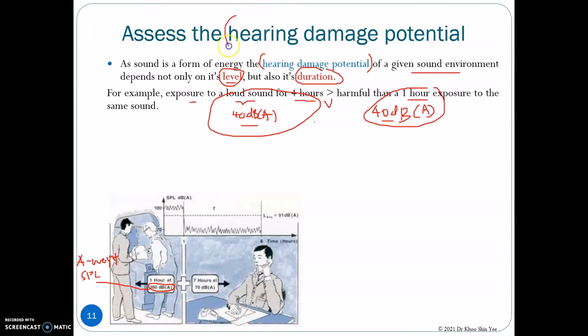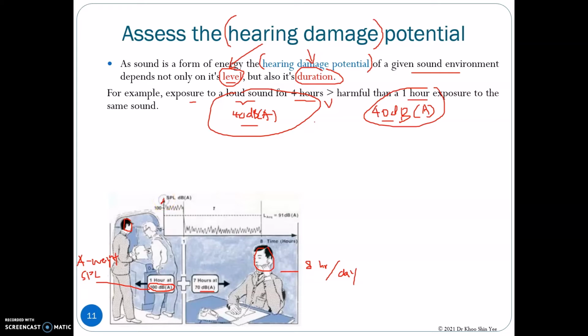Bear in mind, when we want to assess the hearing damage, we must consider not only the level but also the duration. Imagine yourself to be this guy who works 8 hours per day. You can see for the first hour, this guy monitors the worker inside the workshop, and the rest he works in the office. The A-weighted SPL in the workshop is 100 dBA, which is much higher than the office. Therefore, we can say the workshop is noisier than the office.